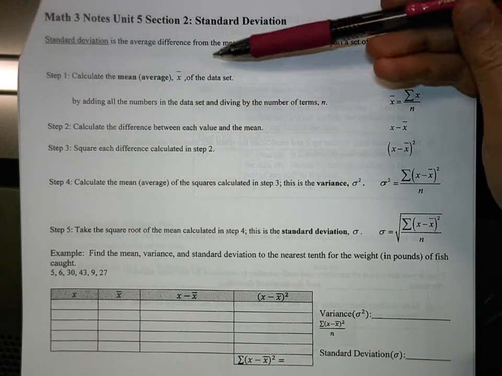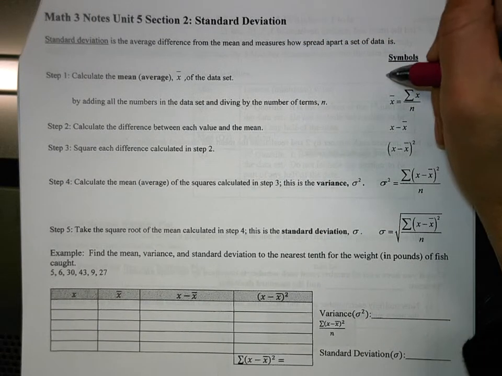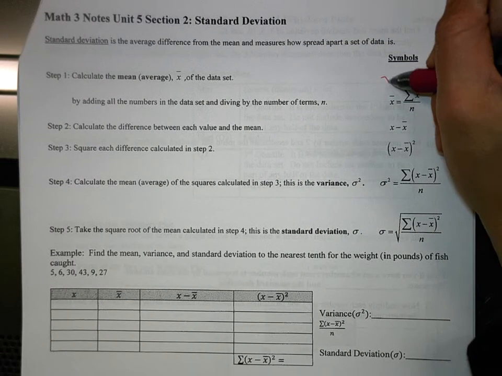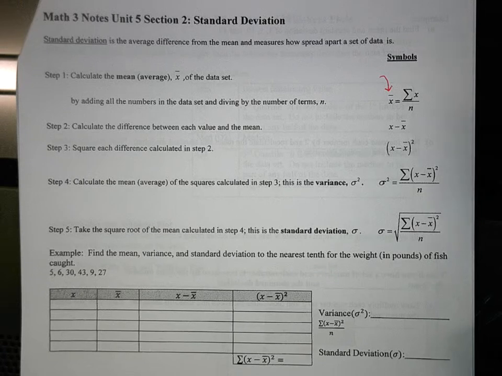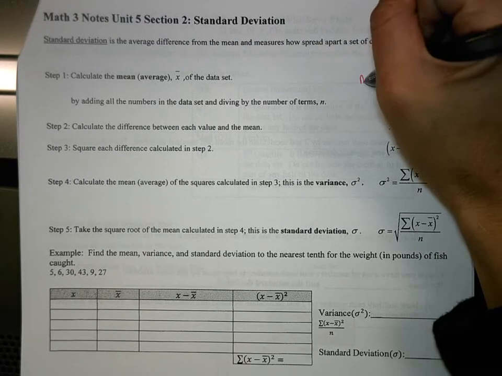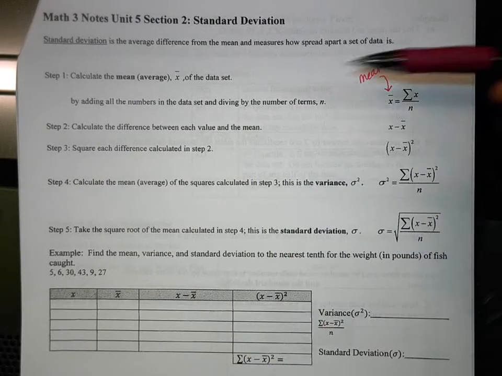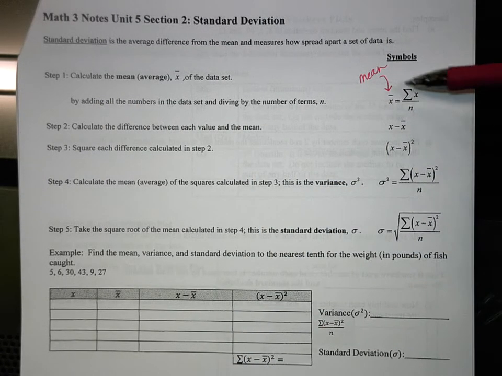So, calculate the mean average of the set of data. When you are finding the mean, it's this X bar notation, okay? The mean or the average. And so right here, we're kind of going through here. When you're finding the standard deviation, the first thing you have to do is find the mean.